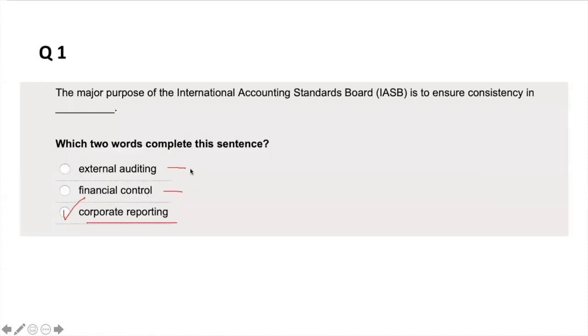Now, if an audit firm, of course, is using IFRS because the company is actually using IFRS itself, then that's a different story. But the board is not there to provide any external auditing on their own. So the best answer here is they want to provide some consistency in the way corporations report their accounting. So that's corporate reporting.